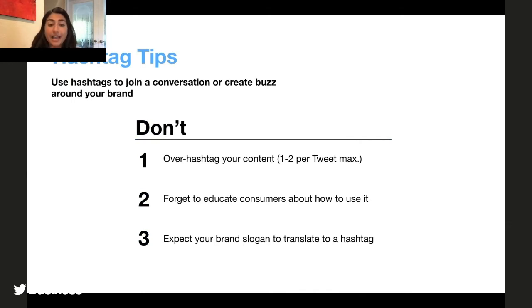And hashtag don'ts. The number 1 rule around hashtags is don't over hashtag. 1 to 2 relevant hashtags per tweet is the sweet spot. And remember, character count on Twitter matters. Number 2, don't forget to educate consumers about how to use it. Make sure you're clearly communicating the hashtag and, more importantly, why someone would want to include it in their tweet.